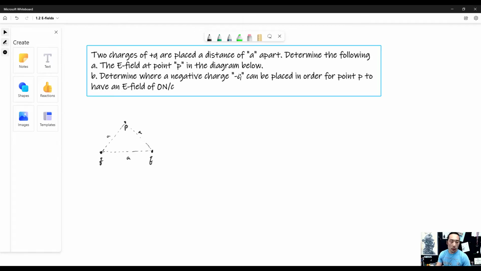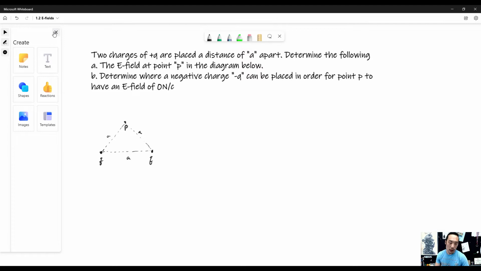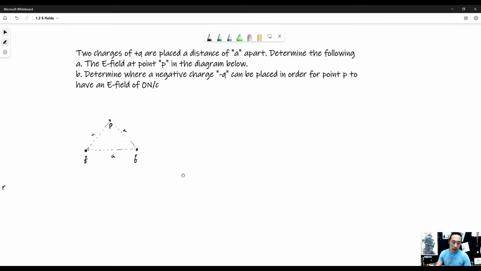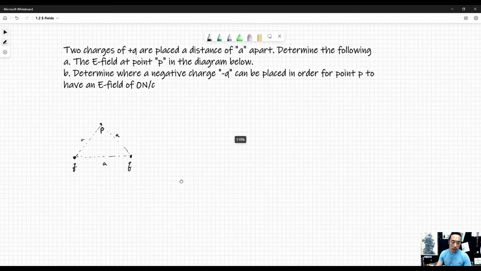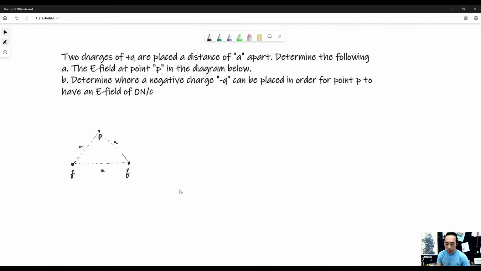In this video we're going to go over an E-fields problem. Let's begin. A couple of things about this problem. This is a standard problem where you have two charges and you need to figure out the net field at a specific point. For this one we have two positive charges, we'll just call them positive Q, and they are a distance of A apart, as we can see right here.